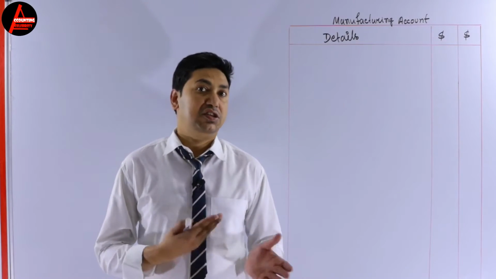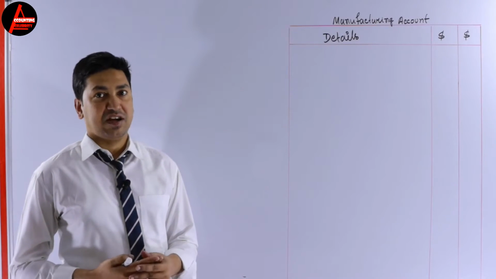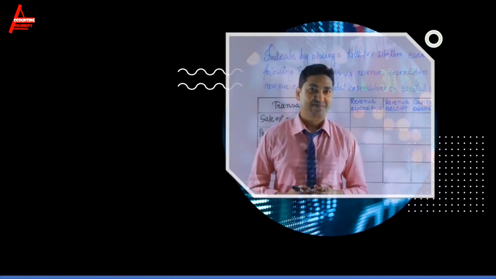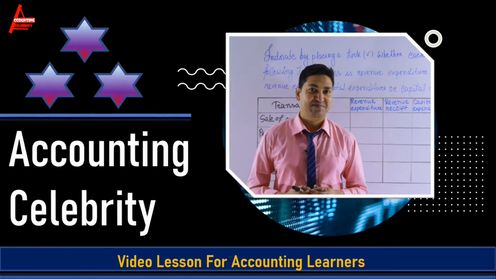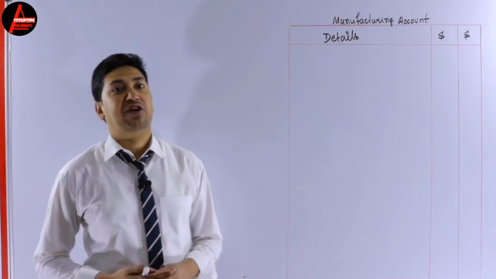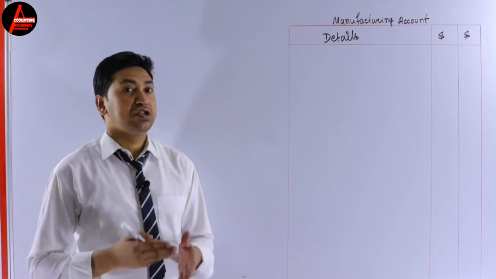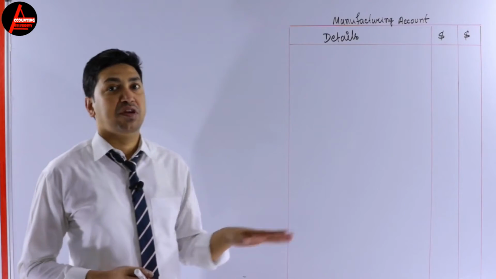In this lesson today, I'll show you how to prepare a manufacturing account. So let's get started. Okay, look at the question on the screen. What is written? The following balances were extracted from the books of Wang Manufacturing on 30 April 2017. So there is a list of accounts given in the question. We'll prepare this manufacturing account here.